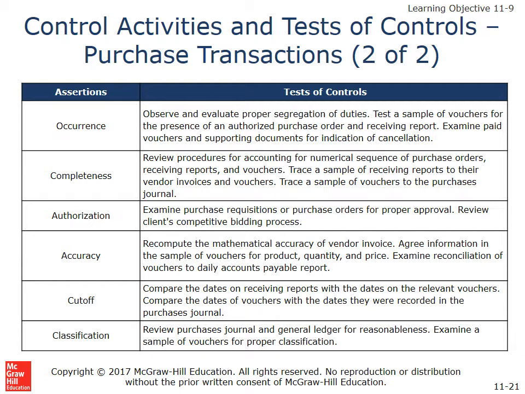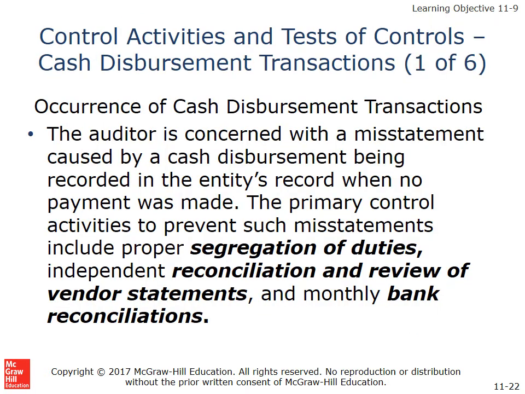Cutoff. Compare the dates on receiving reports with the dates on the relevant vouchers. So receiving reports are really our definition of who owns the goods. When did we receive the product? Okay, so just because something is ordered doesn't mean it's inventory. What's important is, do we own the goods? Compare the dates of vouchers with the dates they were recorded in the purchase journal. And then classifications. We're examining a sample of vouchers to make sure information is properly classified. So some tests of controls.